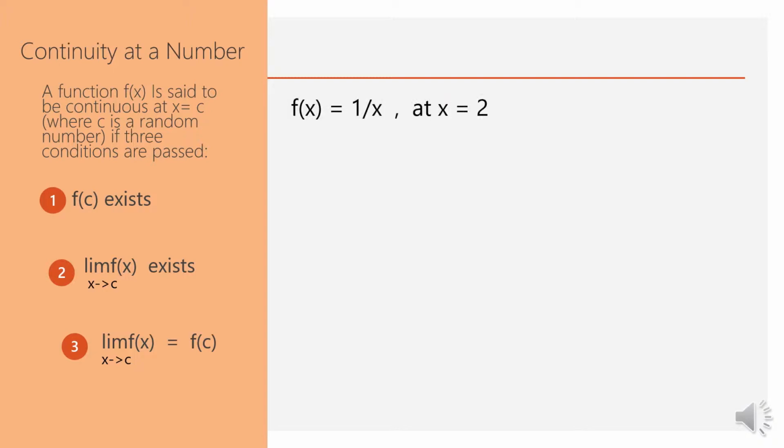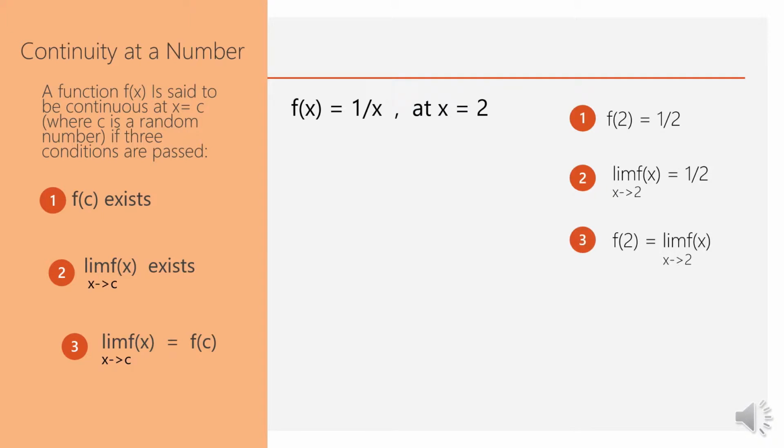f of x is equal to 1 over x at x is equal to 2 is the given. Let's see. Number 1, f of 2 will give us 1/2. Number 2, the limit of f of x as x approaches 2 will give us 1/2. Number 3, f of 2 is equal to the limit of f of x as x approaches 2. This gives a continuity.